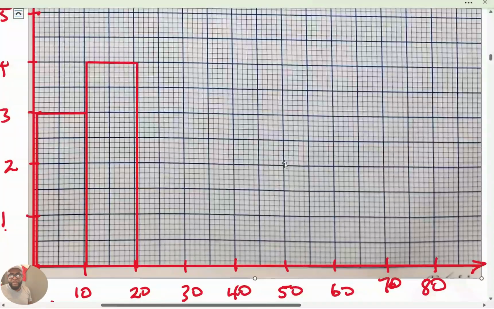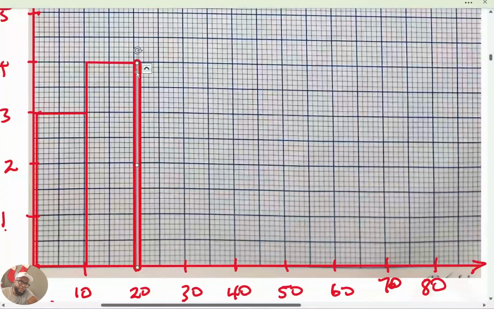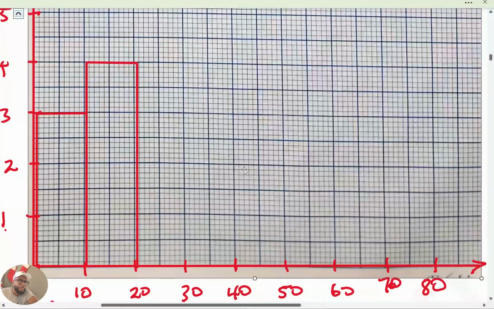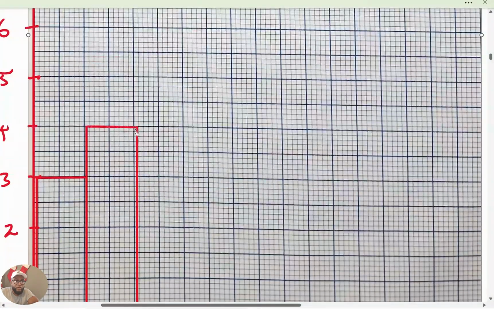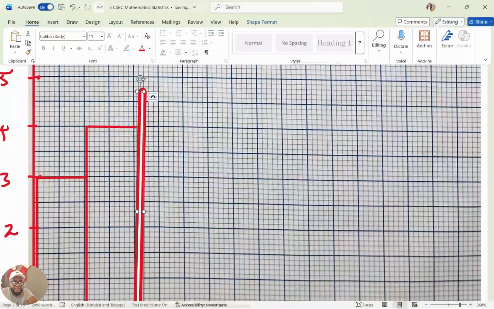I want you all to draw the rest. 21 to 30, right? So, we're on the lower class boundary here, which is 20.5, but what are we going up to? What was the highest? What is the amount of bags for that class interval? 5, right? So we're going up again. Okay, the same line, I would just extend it here, but you all know what to do.